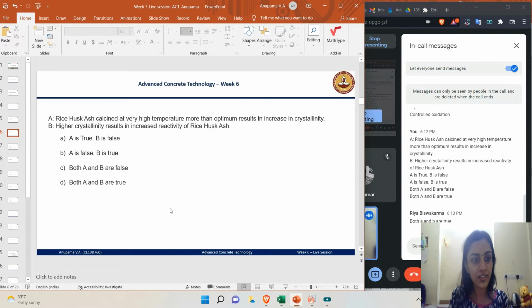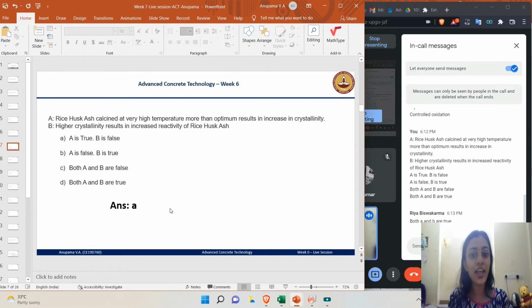Okay, we move to the answer. The correct answer is A. That is, A is true but B is false. Statement A is true. That is, for rice husk ash, when we increase the calcination temperature, crystallinity increases. Now, option B states that higher the crystallinity, higher the reactivity, which is a wrong statement, because we have been talking about reactive silica, the need for reactive silica in the mineral admixture for pozzolanic reactivity, right?